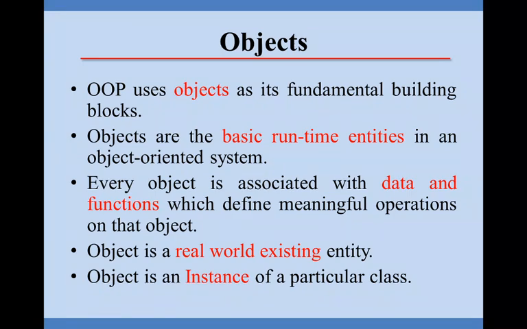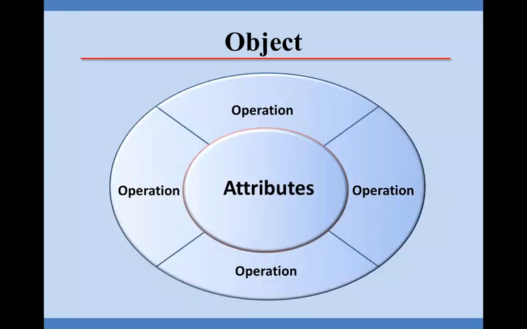So an object is a real world existing entity. So it becomes easy for OOP to map to real world problems because of these objects. Okay. So it is nothing but an instance of a particular class. So here we have got two keywords. One is object and the other is class. So let us see what is the relation between them.